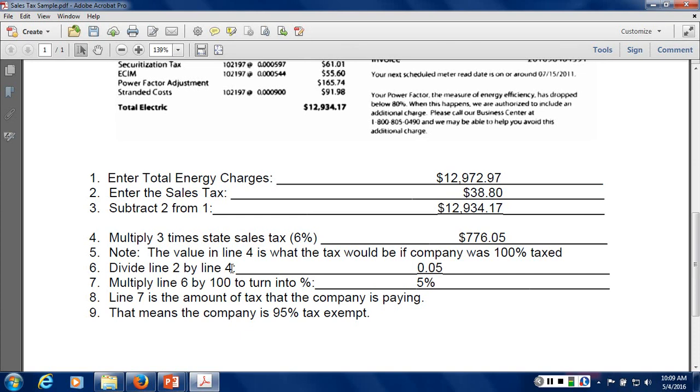So what did they pay? They only paid $38.80. They should have paid $776. So if we divide $38.80 over $776, we get 0.05 or 5% taxed. That means if they're 5% taxed, they're 95% exempt, which is a significant number. In fact, it almost seems like it might be too high. It could be correct, but that number would be something maybe I'd want to check.